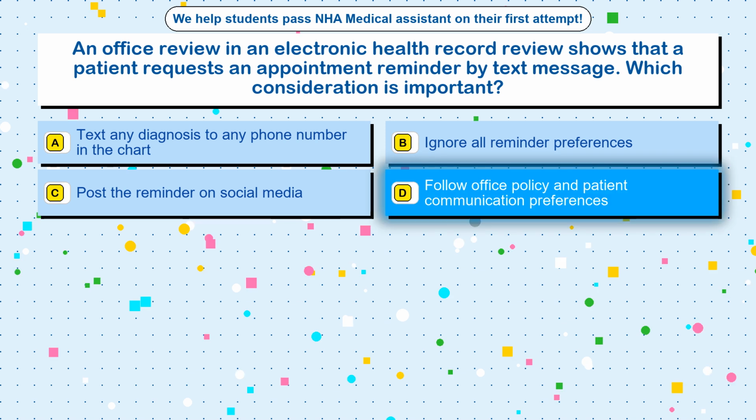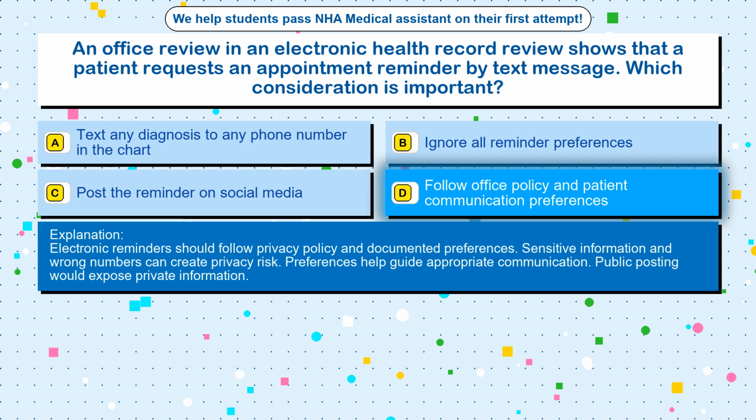The correct answer is option D. Follow office policy and patient communication preferences. Electronic reminders should follow privacy policy and documented preferences. Sensitive information and wrong numbers can create privacy risk. Preferences help guide appropriate communication. Public posting would expose private information.